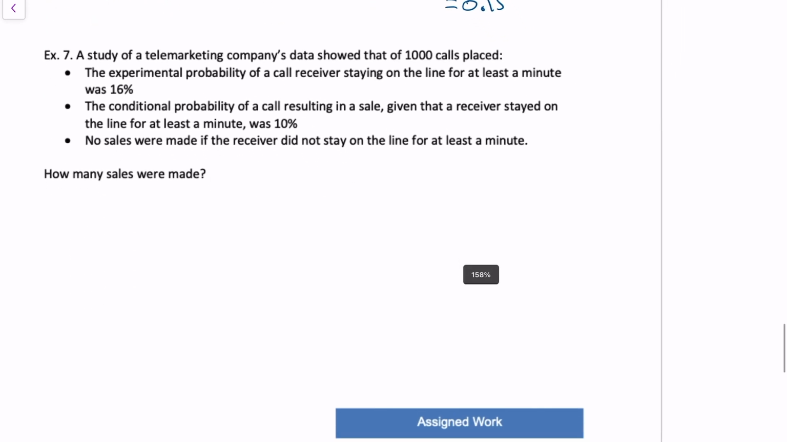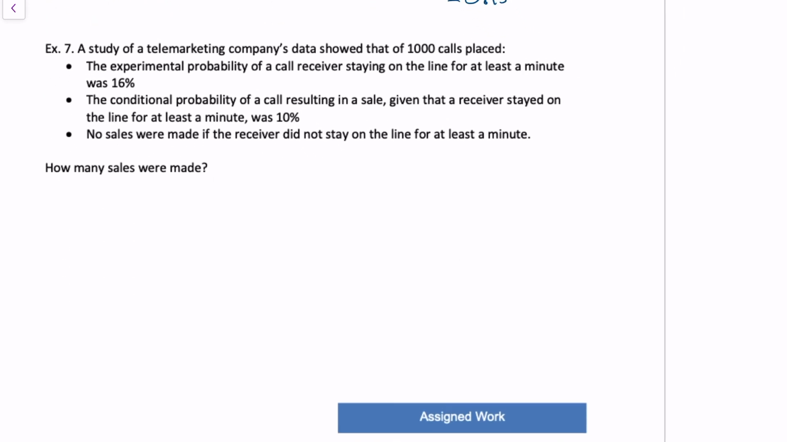This one's a bit different. It's more of a logic one, and you could probably answer this one in a couple ways, but we'll try to use this conditional probability to answer it. It says a study of telemarketing companies' data showed that of 1,000 calls placed, the experimental probability of a call receiver staying on the line for at least a minute was 16%. So you know how you get these calls and they're trying to sell you something. And so the chance that someone stays on the line for at least a minute was 16%.